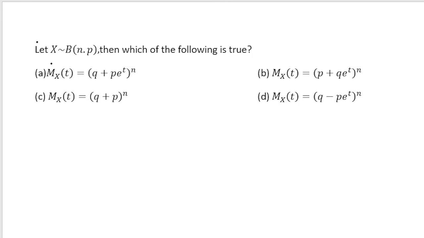Which of the following is true for binomial distribution? So we have discussed in the concept topic problem that there is a moment generating function, and the moment generating function for binomial distribution is given by q plus p into e to the power t, whole to the power n. So which option will be correct? This option, A option will be correct, right? For binomial it is here. For Poisson, negative binomial, geometric you should remember that. Okay.